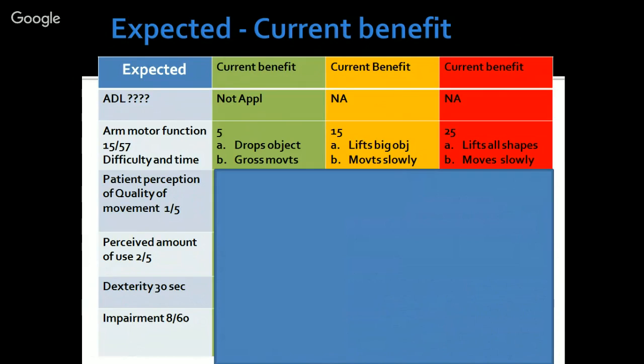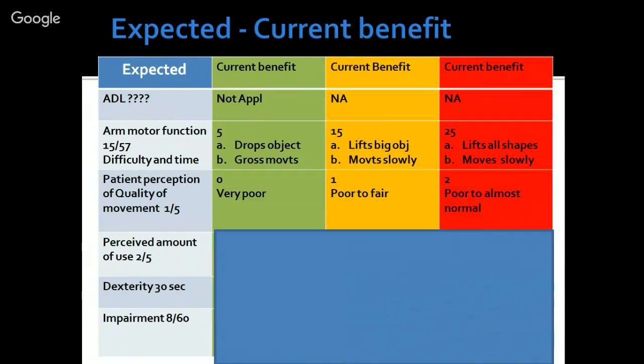But if your treatment currently at the end of 6 weeks is already producing a large improvement, a magnitude of 25 on about 57 in the Action Research Arm Test, then this CIMT intervention may not be effective. On a similar note, if the patient's perception of the quality of movement is very poor at the end of your treatment, then you can apply. If it is improving from poor to fair, you can still think of applying CIMT. But if the improvement is from poor to almost normal, at 75 percent, then if you try CIMT, it might not be more beneficial than what you are currently giving.